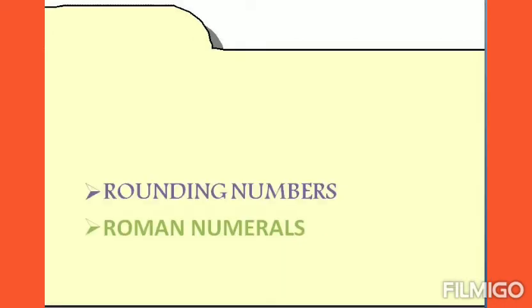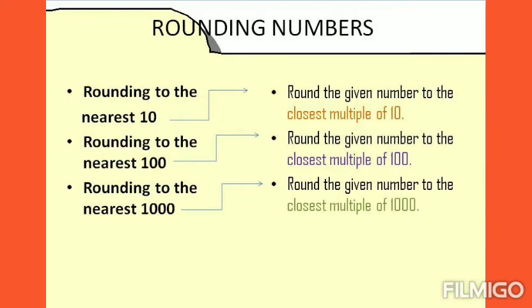Children, in today's session, we are going to discuss rounding numbers and Roman numerals. At first, we are going to learn about rounding of numbers. In this, we are going to round off the numbers to the nearest 10, nearest 100, nearest 1000.